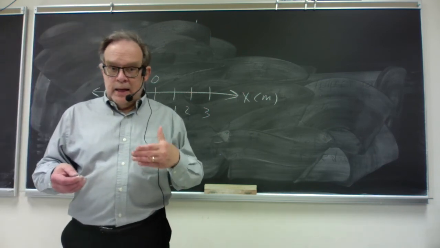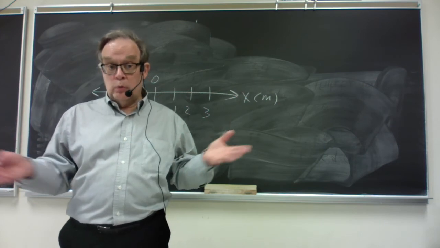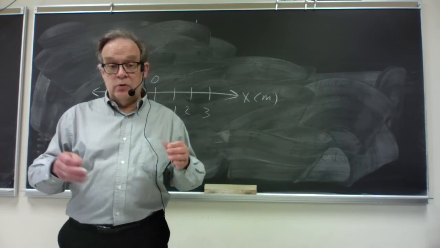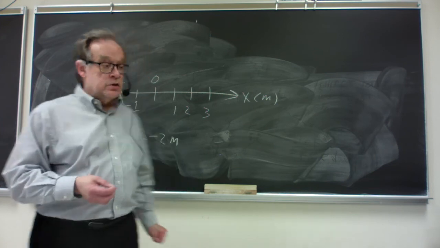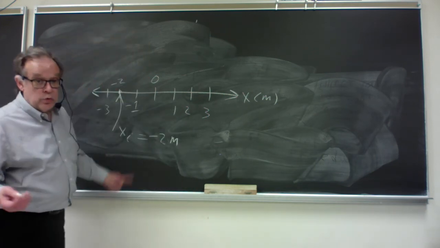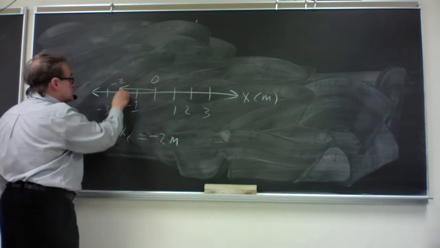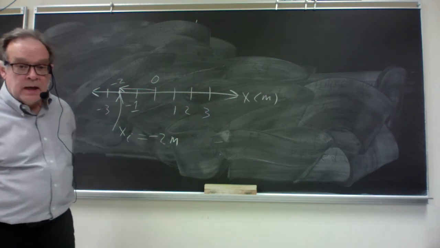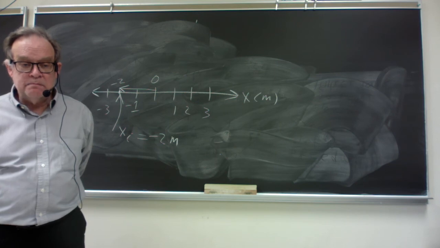Well, anything that has a direction, of course, can be represented by an arrow. An arrow will point in that direction, and then the relative lengths of the arrows will indicate the relative sizes. So an arrow that would represent this location would be that, pointing in the negative direction, and the arrow represents a distance of 2 meters.